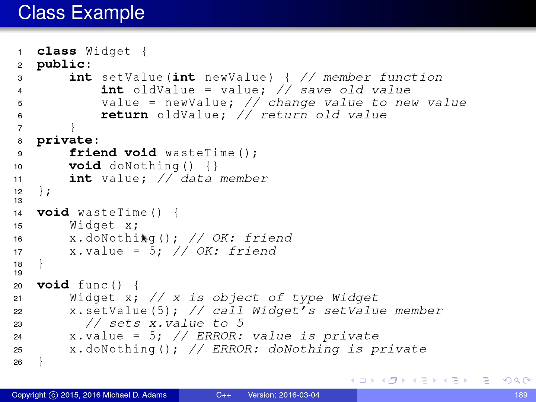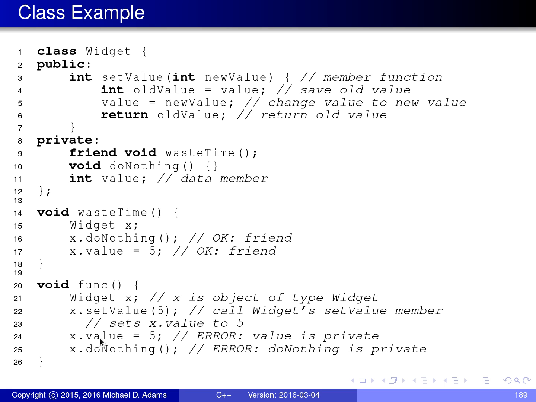So both of these two lines of code here compile okay because of the fact that the wastetime function is a friend of the widget class. Now we have another function called func, which is not a friend of the widget class. And we have some code here. We create a widget variable called x, and then we try to invoke the setValueMember function of this widget. And this is okay because the setValueMember function is public, so it's accessible to all code. So this doesn't cause any problems.